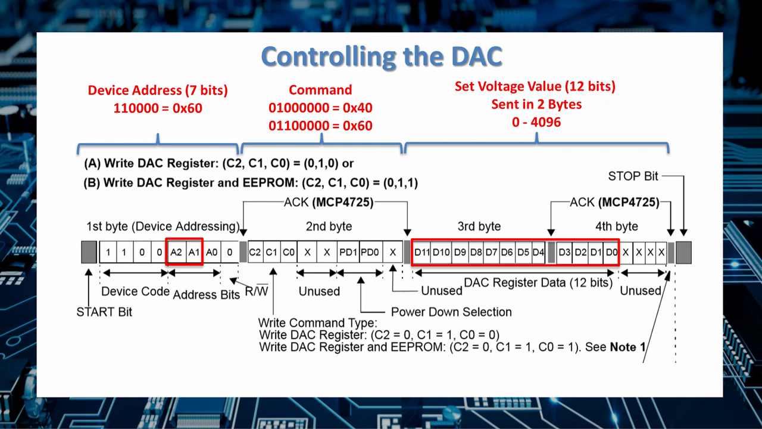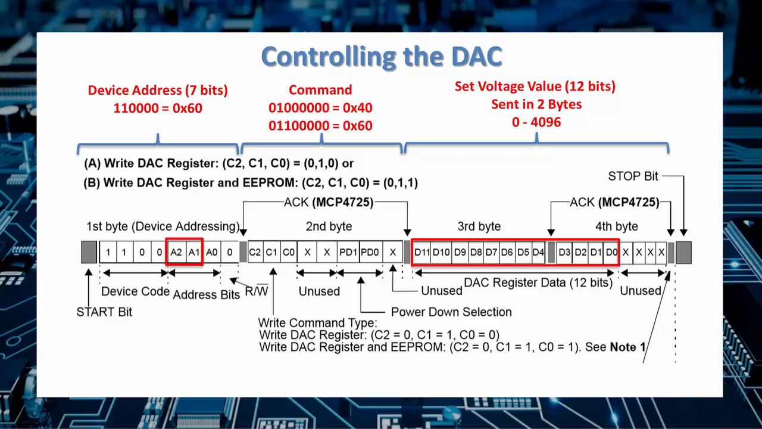11000000 comes out to 60 in hexadecimal. We'll send that byte first over the I2C bus to wake up the chip and let it know to start listening. After that, we'll send a command byte instructing the chip what we want it to do. The chip supports 2 separate commands. Write DAC, which writes the next 2 bytes to the DAC itself, or write DAC and EEPROM, which writes the next 2 bytes to both the DAC and the EEPROM.